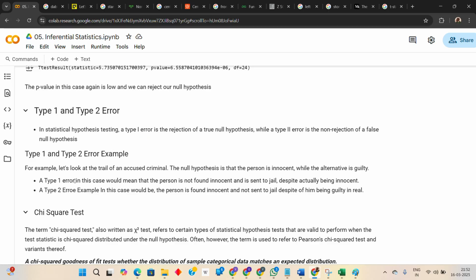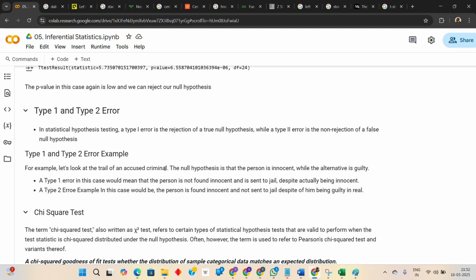Here I provided you an example. For example, let us look at the trial of an accused criminal. For example, you are dealing with a court case where there is a criminal. You wanted to prove him as a criminal. Okay. So the hypothesis is that the person is innocent. Actually, the person is innocent. You want to prove that that person is innocent. An alternate hypothesis, let us consider, is that the person is guilty, means not innocent. He is actually the culprit. Don't confuse. Now, let me repeat again this problem statement.